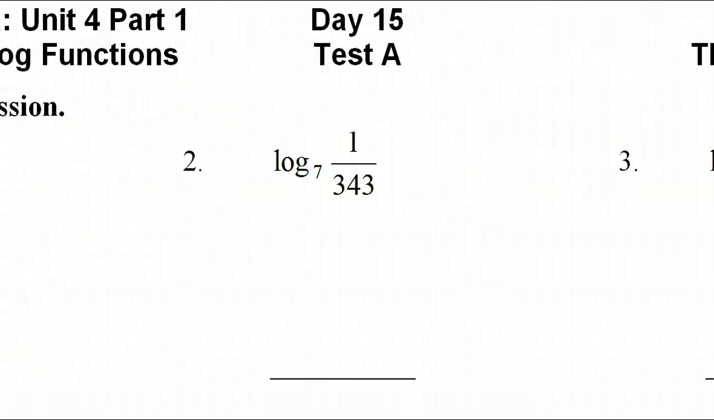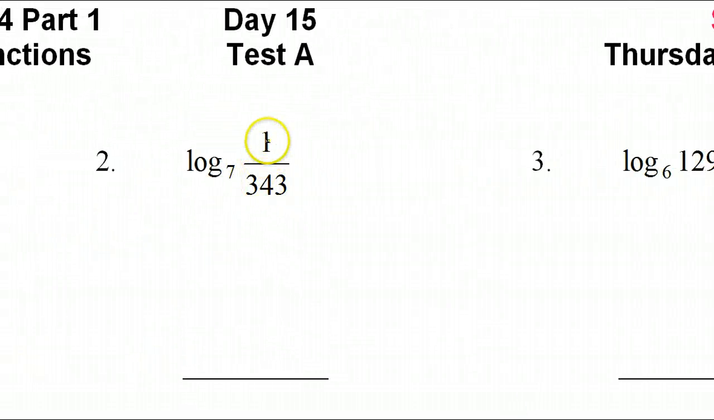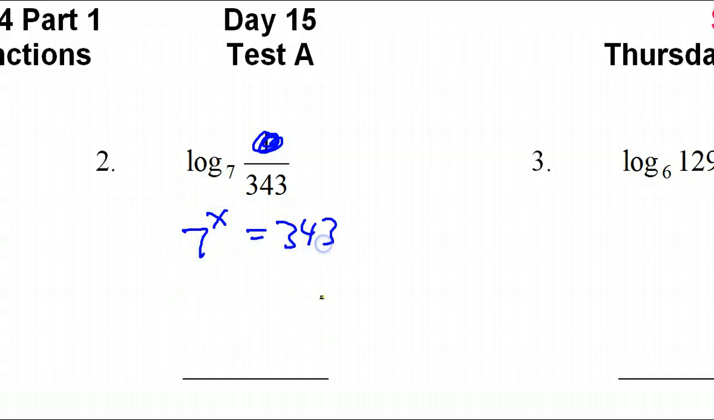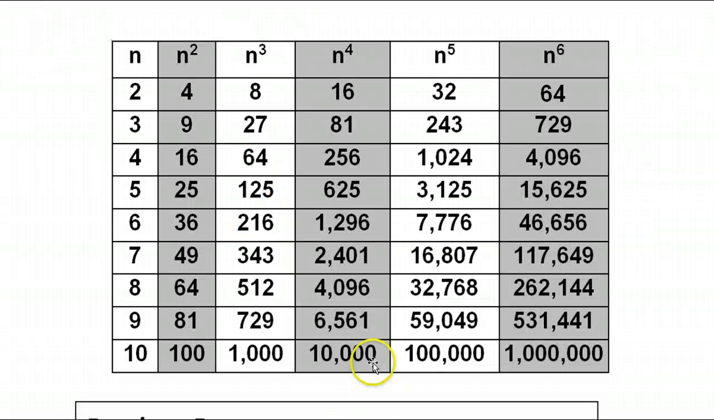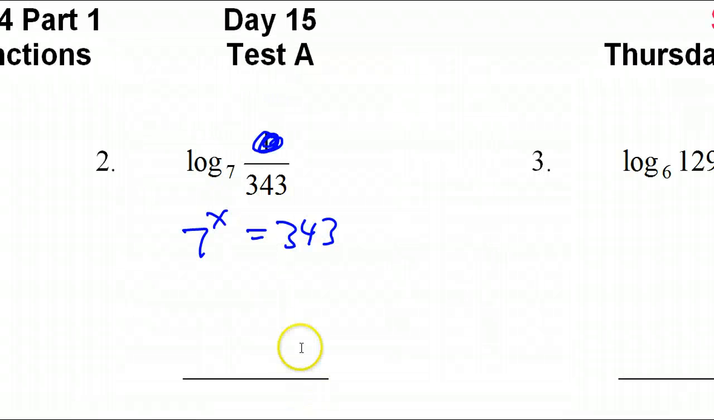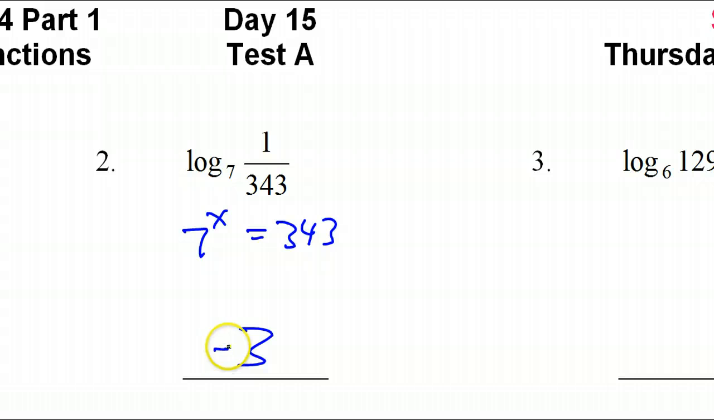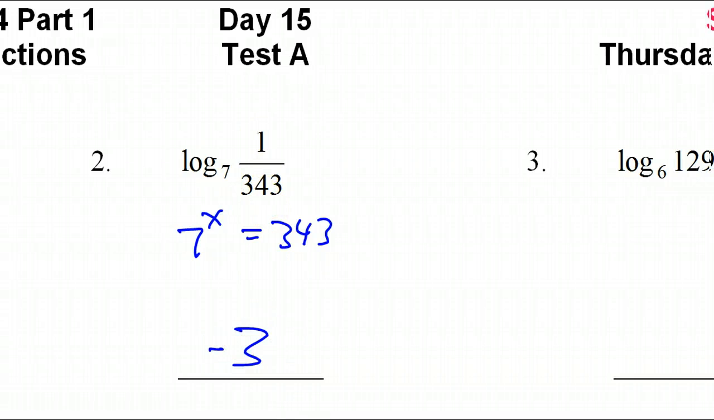Number 2. Same thing. Cover up the 1 for a minute. Ask yourself, 7 to the what power is going to give you 343? Pretty sure that's the 3rd power, but we can look at the table. 7 to the 3rd power is 343. So for a minute there you're thinking, okay, 3. But then you remember that you covered up the 1. So this would really have to be a negative 3 to drop you down.